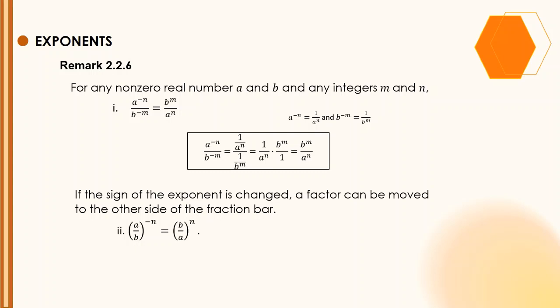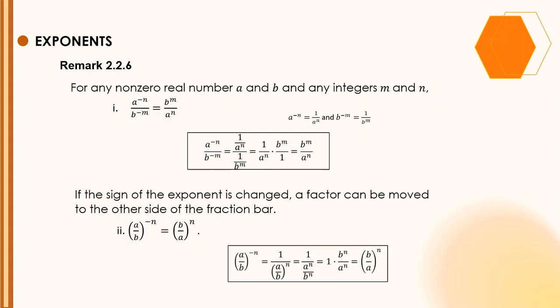If the sign of the exponent is changed, a factor can be moved to the other side of the fraction bar. A over b quantity to the power of negative n is equal to b over a quantity to the power of n.